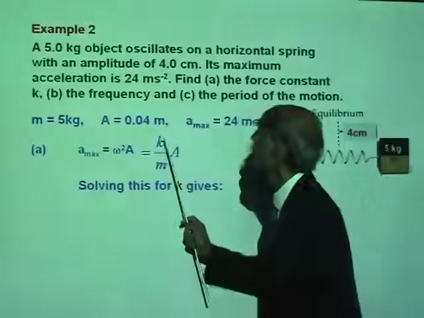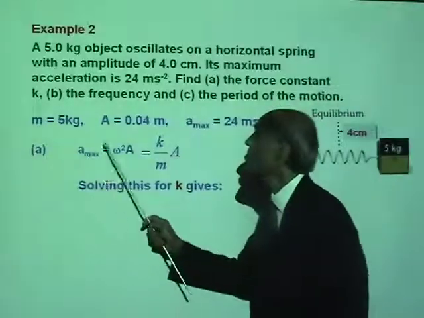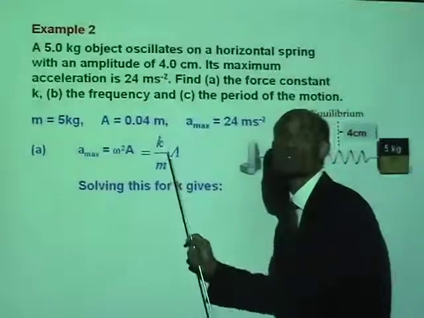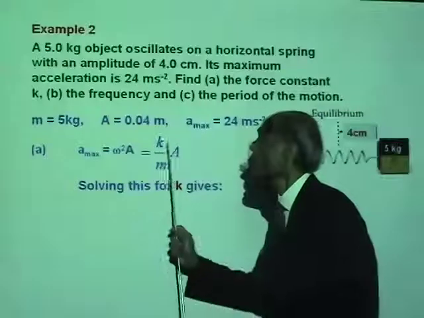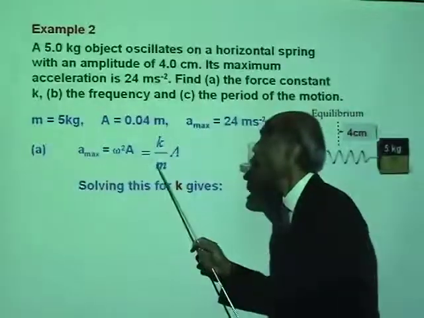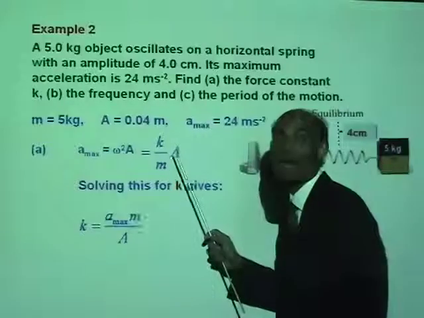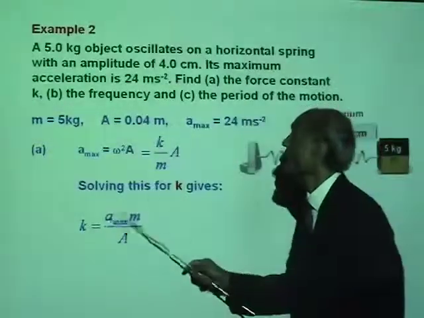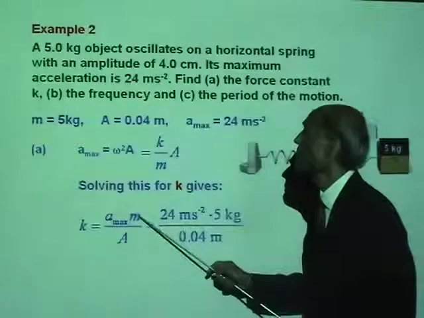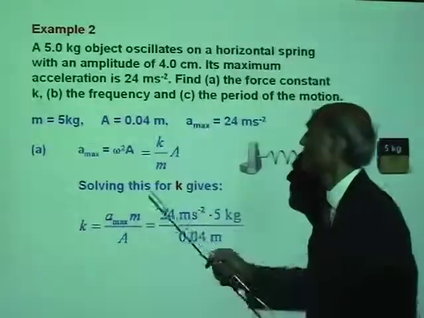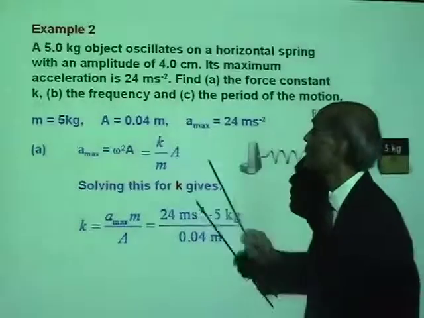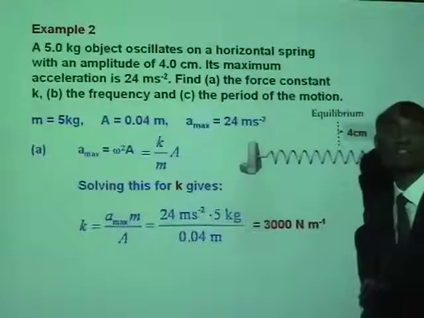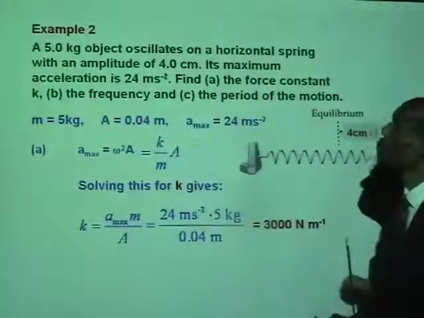Let's solve for K. Now, A max equal to K over M times A. What is K equal to? Look at the way I'm going to solve it. K is A max times M divided by A. A max is 24, mass is 5 kilogram, and the amplitude is 0.04 meter. And that gives you the value of K as 3000 Newton per meter.